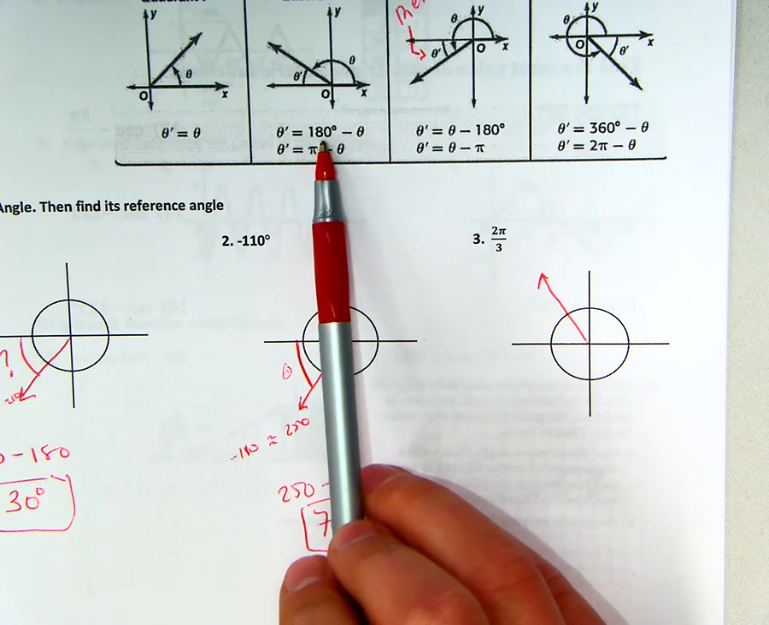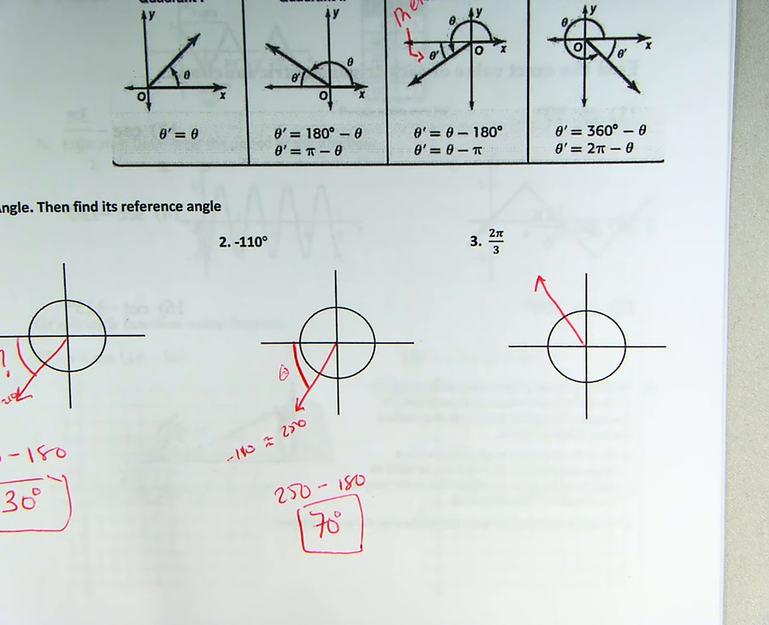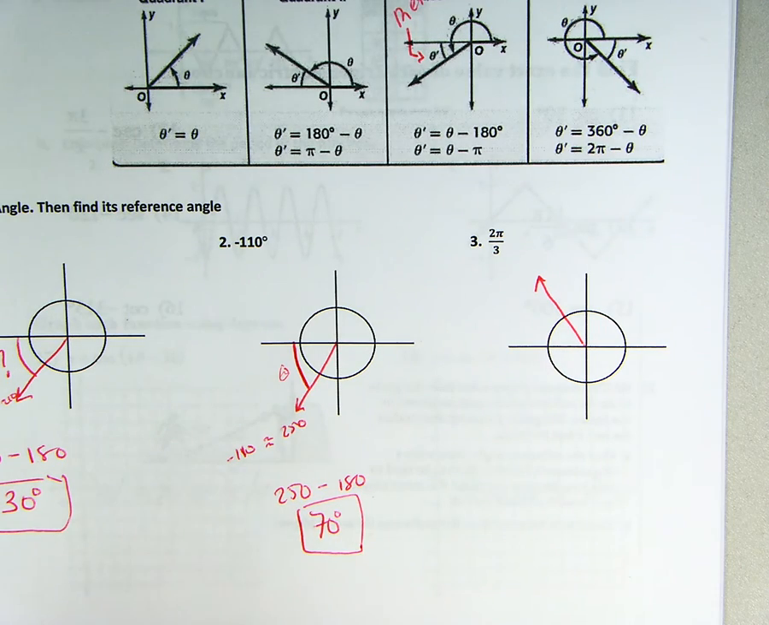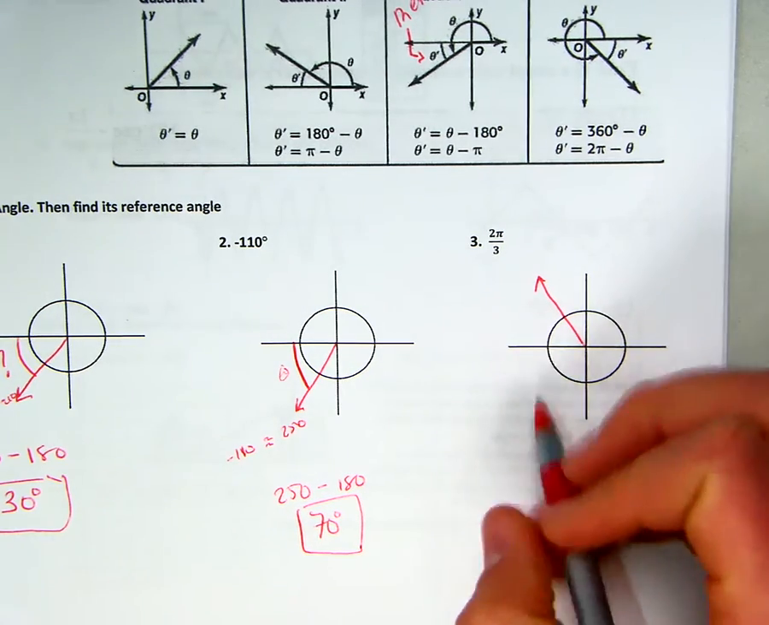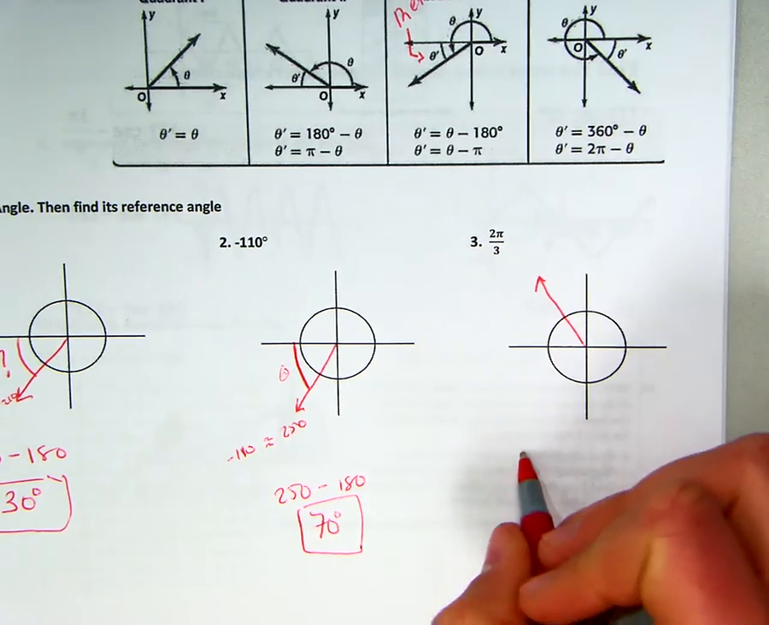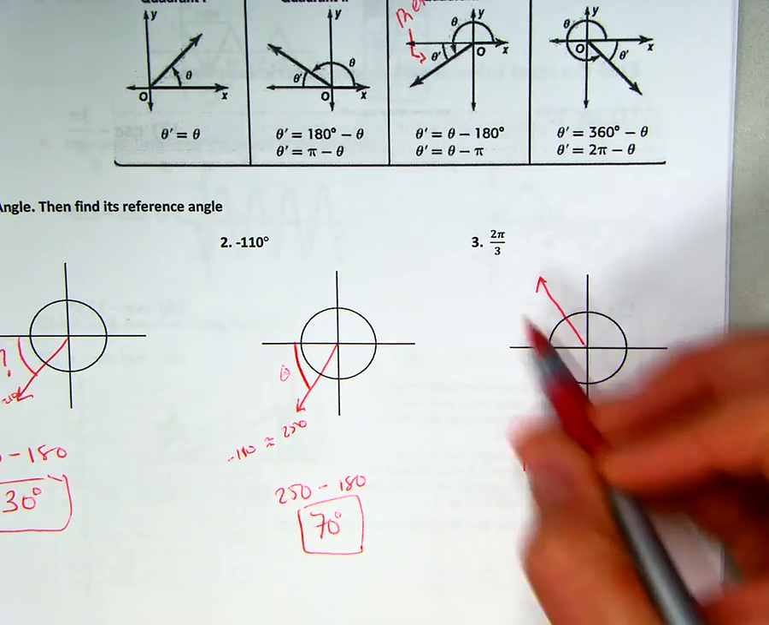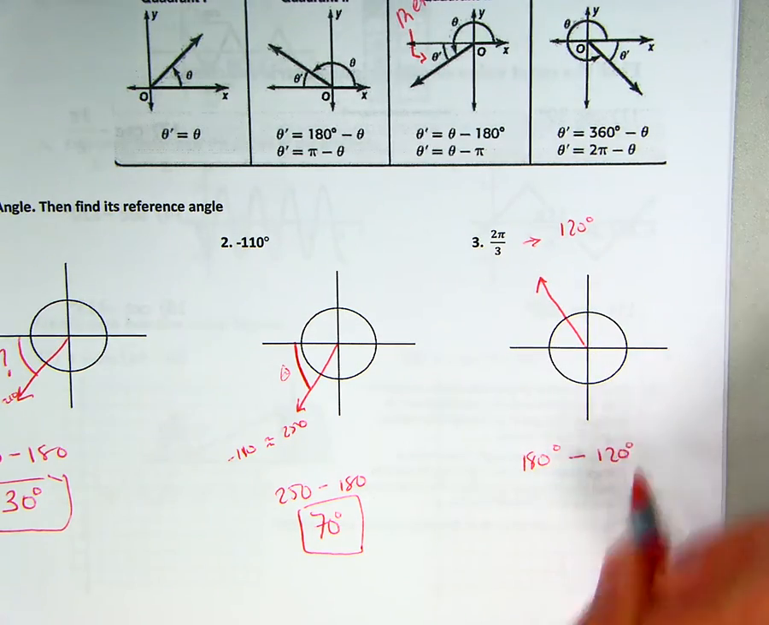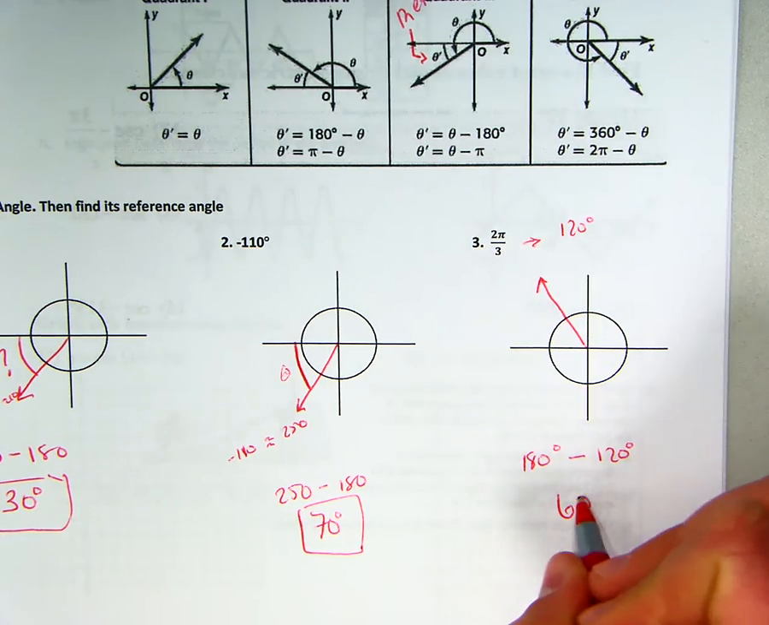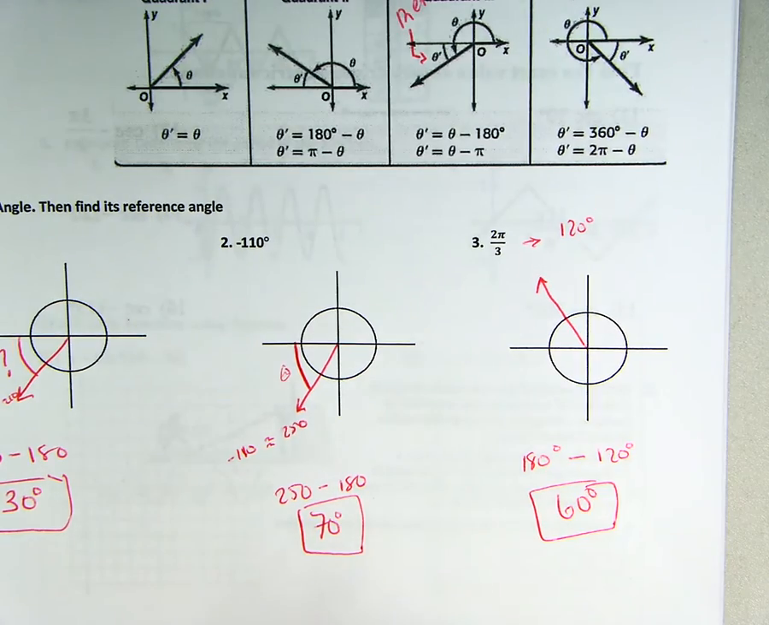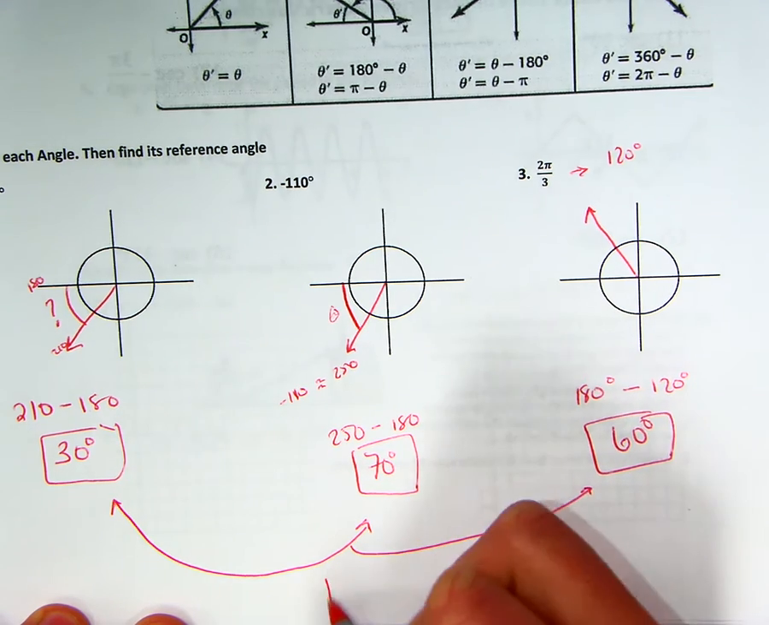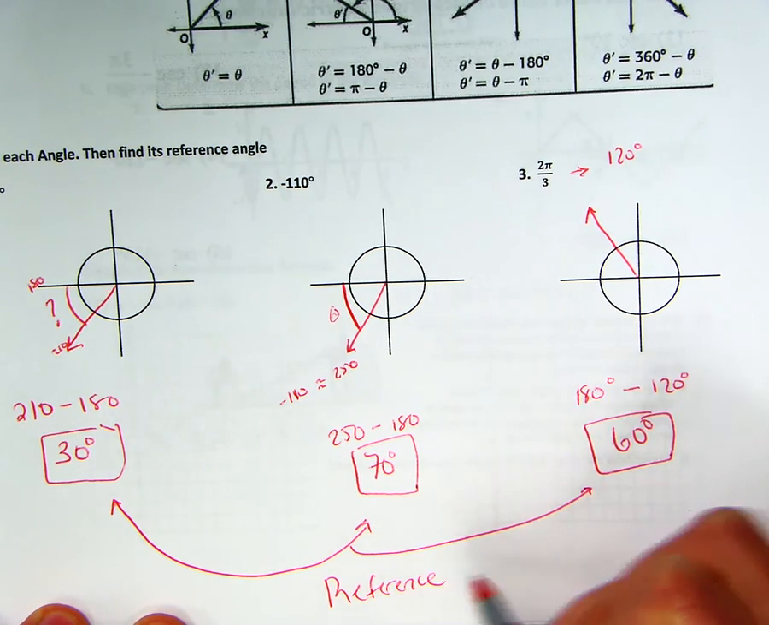Second quadrant says 180 minus theta, or pi minus theta. So what you're doing is you're basically taking away 1 pi from 2 pi. What you're left with, if I was going to convert this, probably a little bit easier, you have 180 minus, this converted is 120 degrees. So 180 minus 120, and you're left with 60 degrees. That is your reference angle. These three parts right here are all the reference angles.